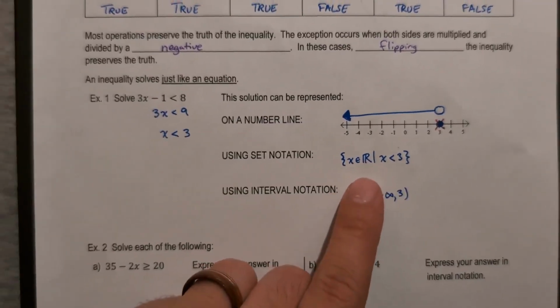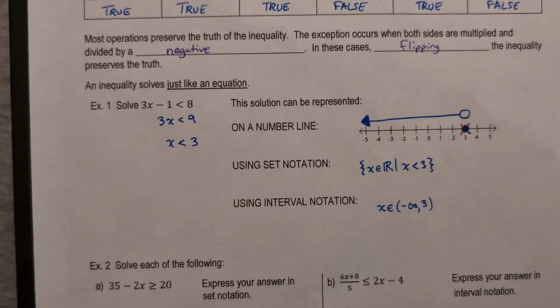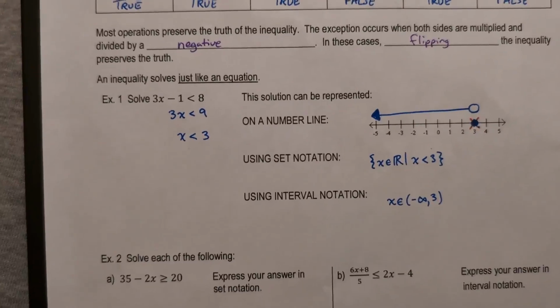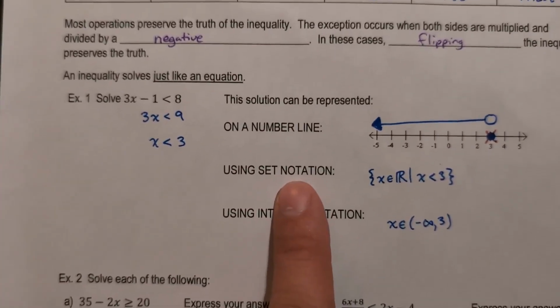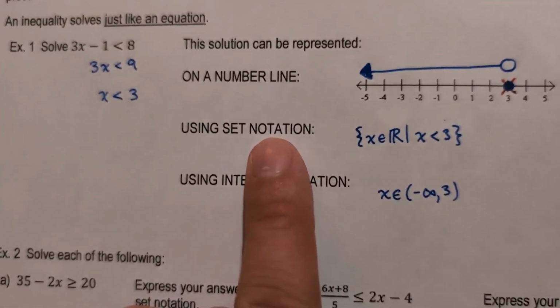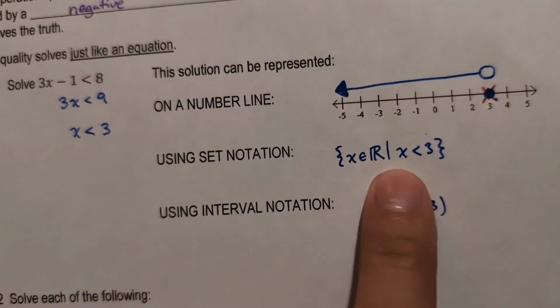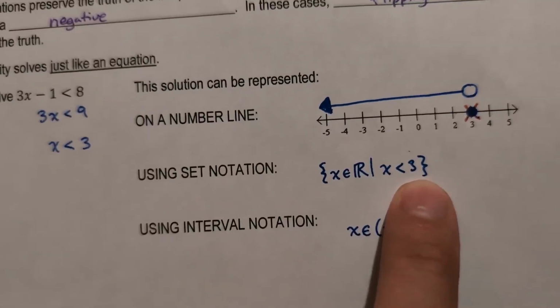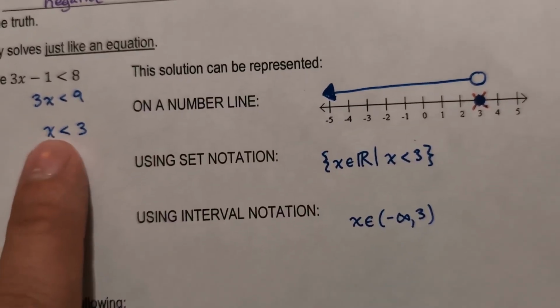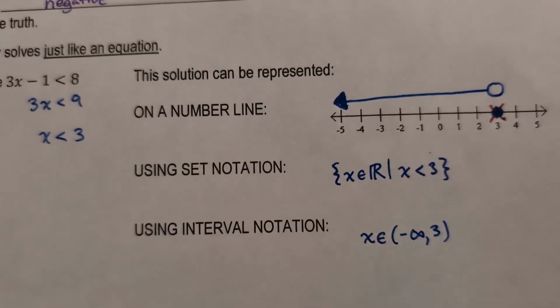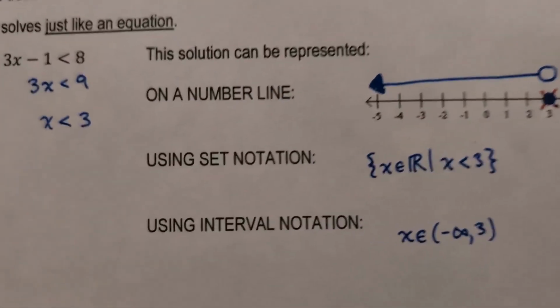Our other two methods are just like how we talked about domain and range in the beginning of this course. So set notation, that's the way of writing domain and range that we're very familiar with. So x is an element of all real numbers such that x is less than 3. Perfect, we're just popping that inequality into that set notation.